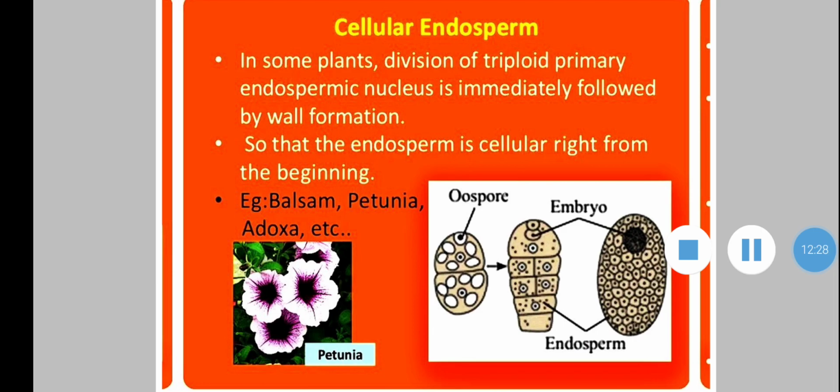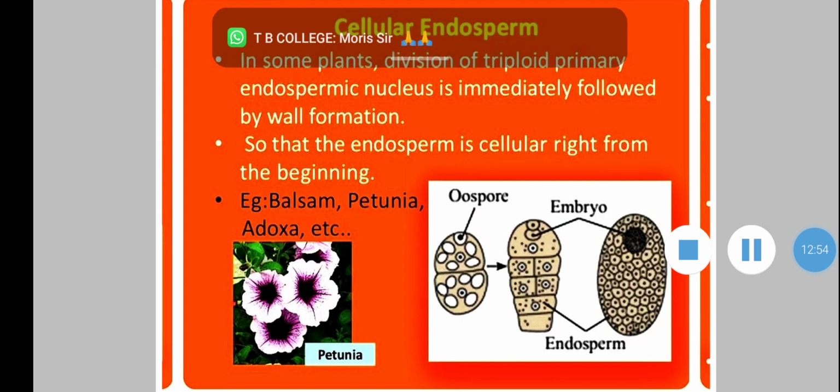Cellular endosperm. In some plants, division of triploid primary endosperm nucleus is followed by wall formation, so that the endosperm is cellular right from the beginning. For example, balsam, petunia and adoxa, etc. Here is a picture of petunia plant. So this particular diagram shows cellular endosperm.